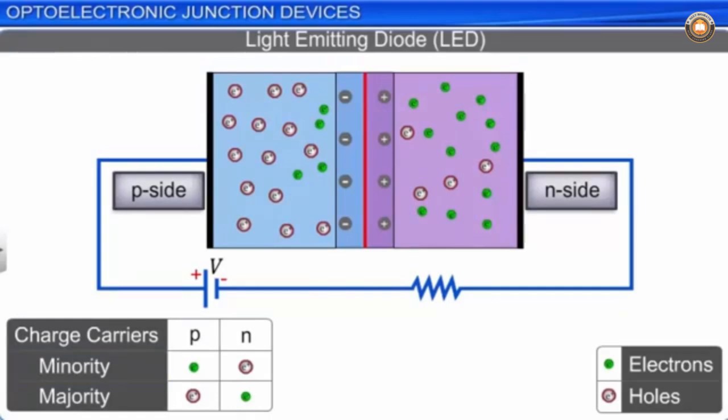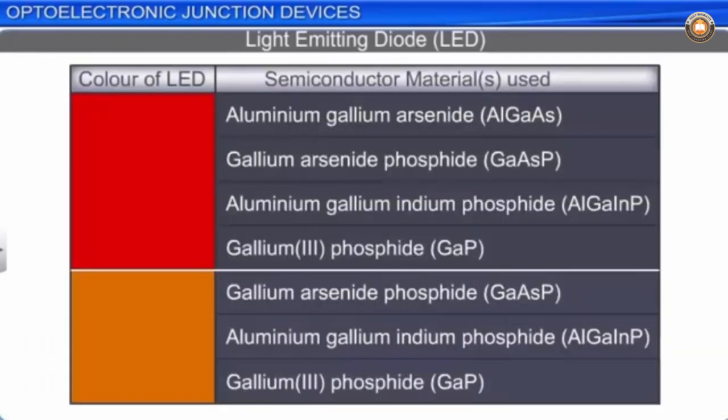The energy of the emitted photons and the color of the light produced depends on the nature and the band gap of the semiconductor material used in the LED. Here is a list of some semiconductor materials used in LEDs of different colors.